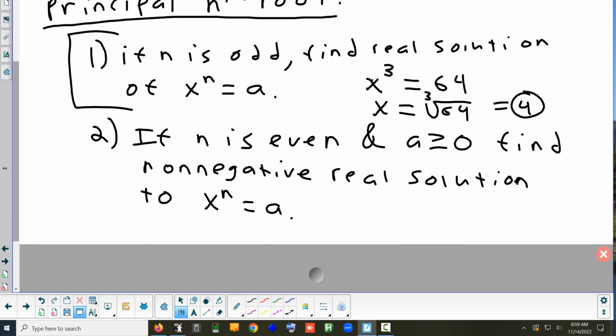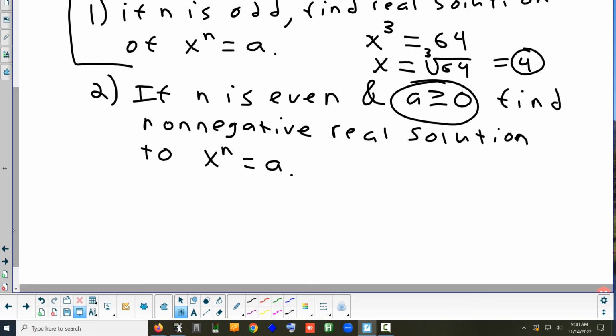All right. Now, if n is even, well, first of all, if n is even, a couple things have to happen. You cannot take an even root of a negative number and get a real answer. So first of all, whatever we're going to take the root of has to be at least 0 or higher. And when we write our answer, we're looking for the answer that's not negative. So let's try one like this.